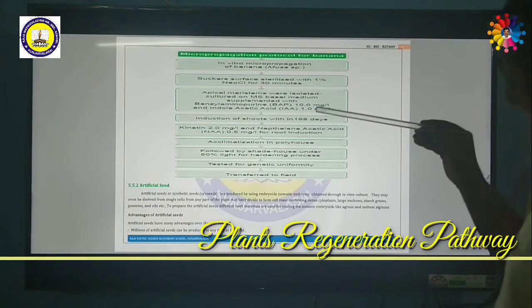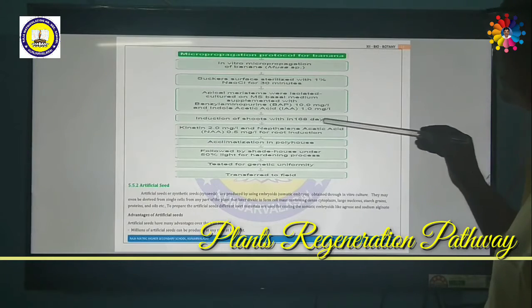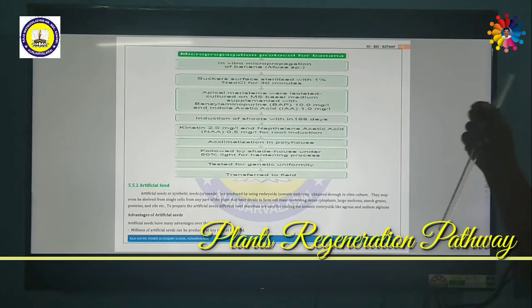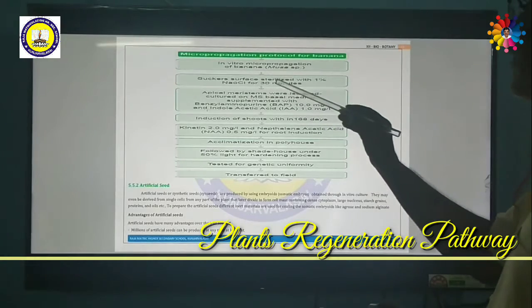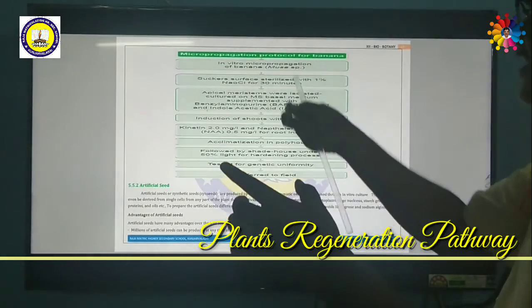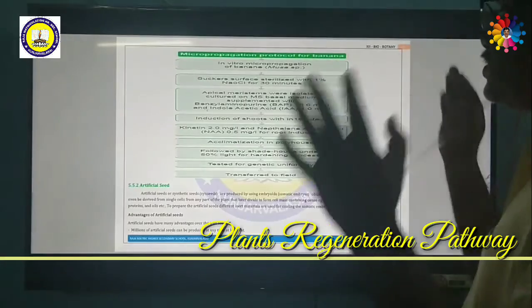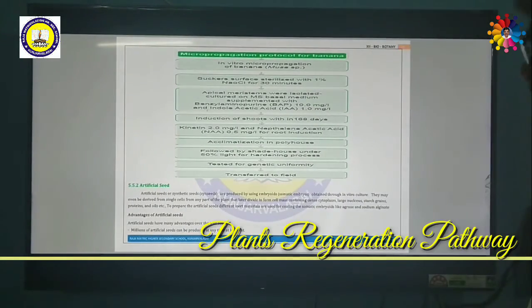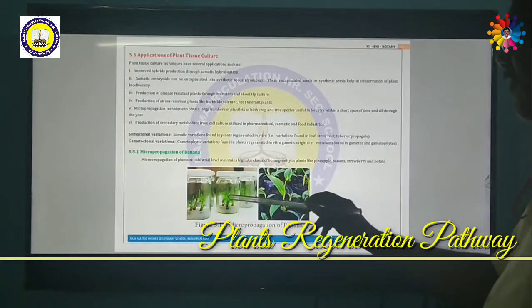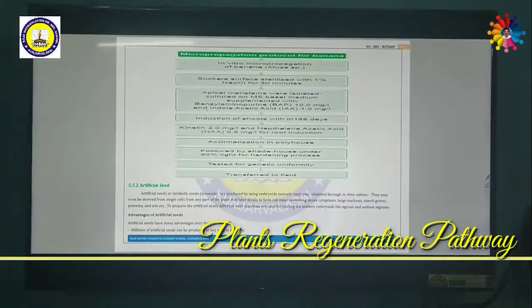Then induction of shoot within 168 days. If the sterilized plant sucker is transferred into the medium, after 168 days it can develop into a new shoot like this. So this will be producing a shoot like this.